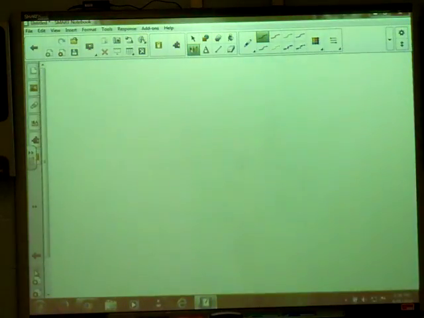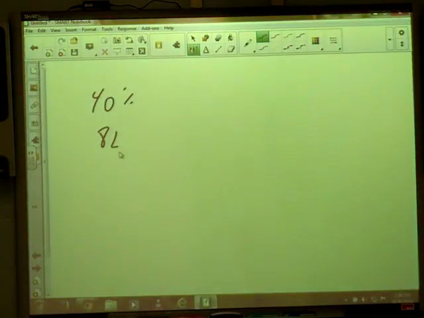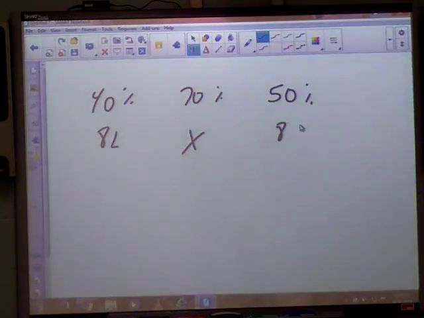We've got a chemist who must mix 8 liters of a 40% acid solution with some 70% solution to get a 50% solution. How much of the 70% solution should he use? So the 40% solution, we've got 8 liters of it. The 70% solution that we're going to mix with it, we don't know how much we need to use. It's going to end up being a 50% solution, a mixture of that 8 plus that x.